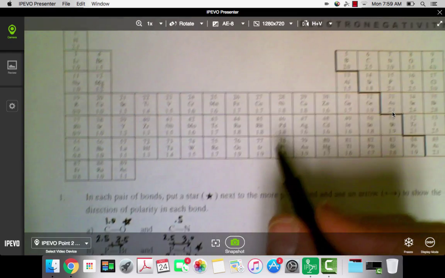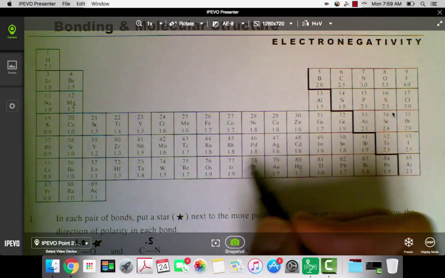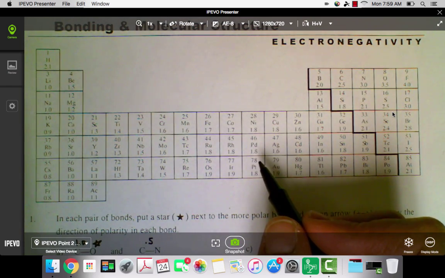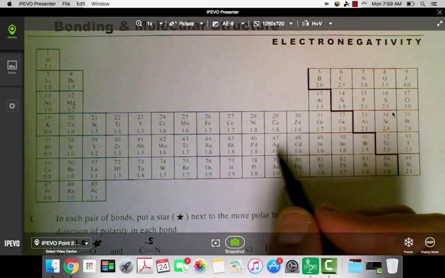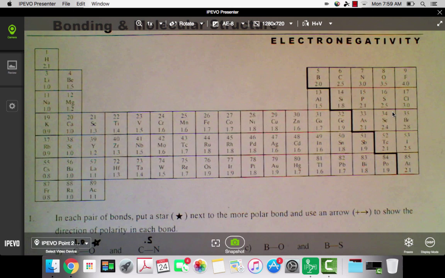So again, electronegativity has to do with how much an atom or element would like to gain an electron to be a stable element. All right, I think that's it, and let me know if you have any questions.